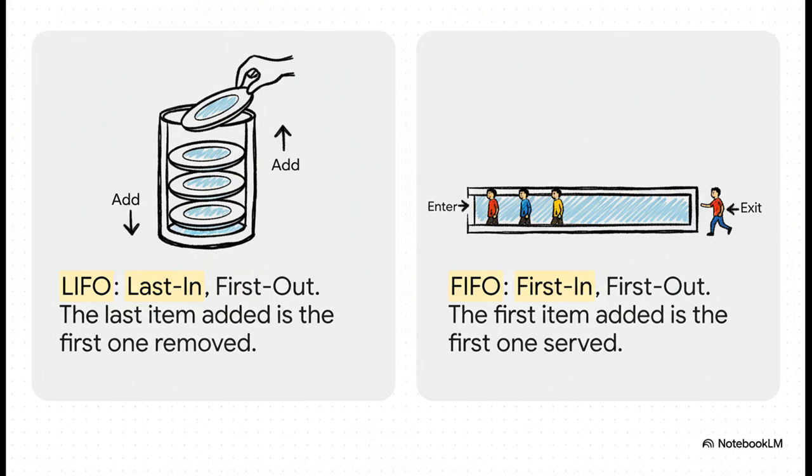A queue is the complete opposite. It's FIFO, first in, first out. And yeah, it's exactly like a line at the store. The first person to get in line is the first person to get helped. It's all about being fair.